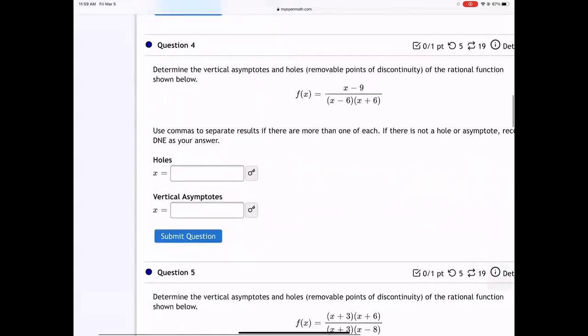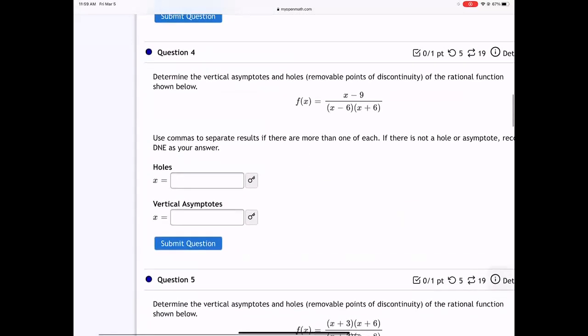And you guys are going to be practicing this. Take a look at this problem here. Does anything divide out? X minus 6, x plus 6, and then x minus 9 on top. Nothing divides out, so please write D and E. There are no holes, but there are two vertical asymptotes. And vertical asymptotes are 6 and negative 6.